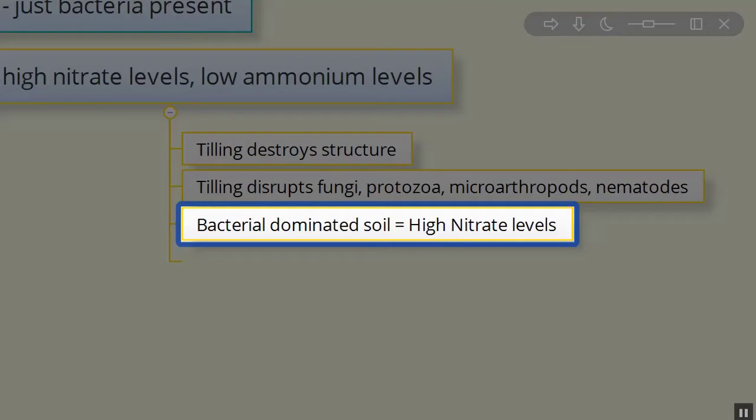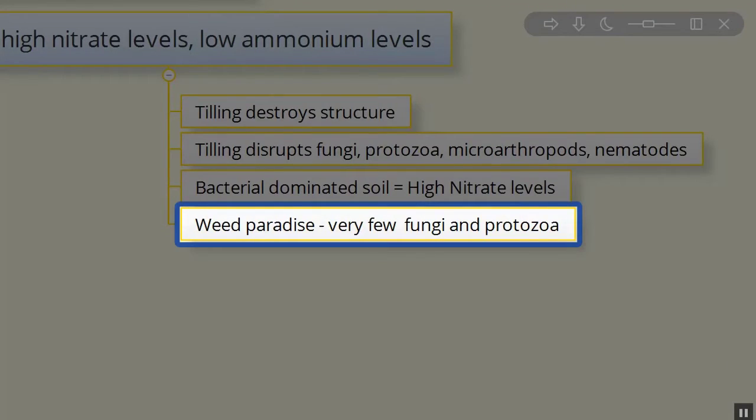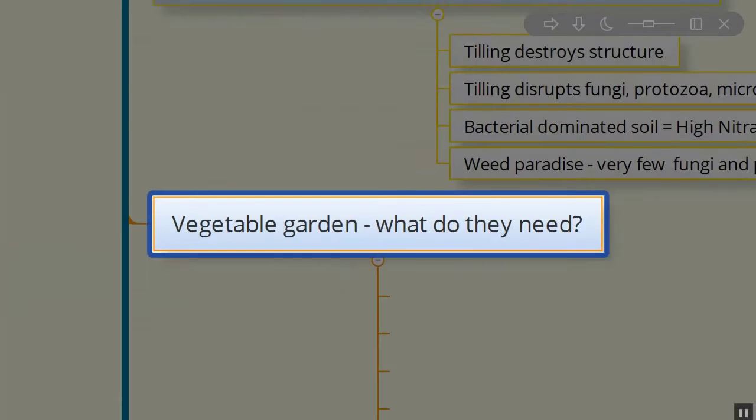levels. So every time we till, not only do we bring the weed seeds to the surface by destroying the structure and inhibiting the growth of the organisms that depend on the fungi, we are therefore switching the balance back to a more primal successional level, primary successional levels, and creating more bacteria and therefore higher nitrate levels. So that's really creating a weed paradise. Very few fungi and protozoa are present in these soils that are dominated by weeds.